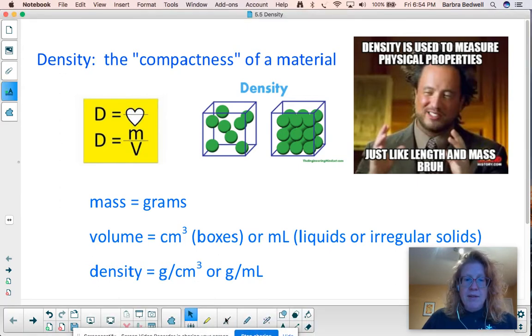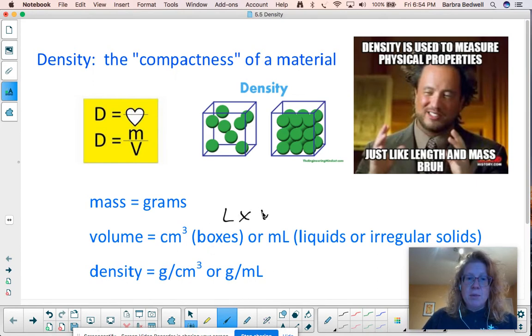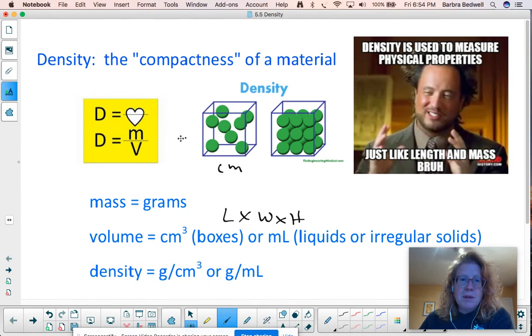For calculating volume, volume is length times width times height. So we would have centimeters over here, and centimeters over here, and centimeters over here. Centimeters times centimeters times centimeters is cubic centimeters. That's how that works.